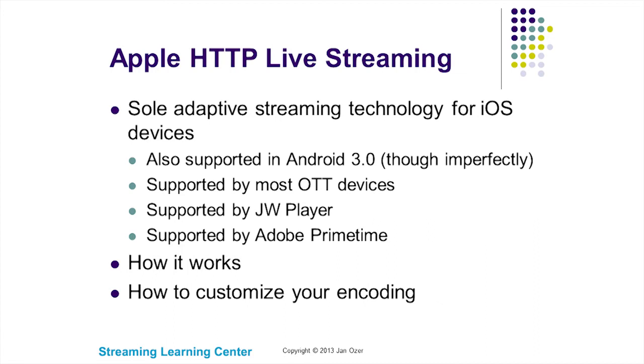So when Android came out, they said, well, we don't want to create a new technology. We'll support HLS too. And although anybody who's tried it knows it's imperfect, Android supports HLS from 3.0 and beyond. OTT devices like the Roku box, obviously the Apple box, Boxee, and others, Google TV, they all support HLS as well. Why? Because they didn't want to reinvent the wheel, and Apple did such a great job with putting HLS together.